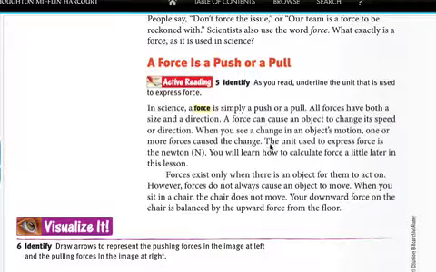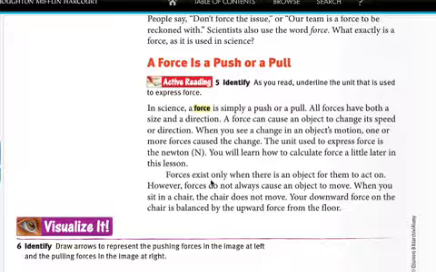The unit used to express force is the Newton. You will learn how to calculate force a little later in this lesson. And actually, you already know how to calculate force for weight, so you already know one of them.